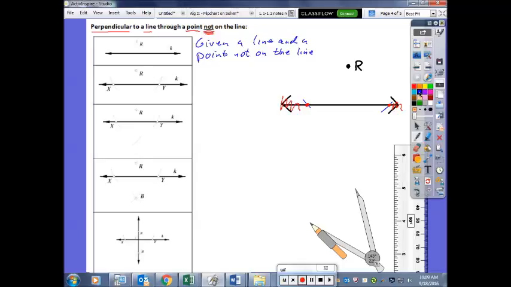So let's note this down together. Draw 2 arcs from the point that is not on the line to mark the segment.